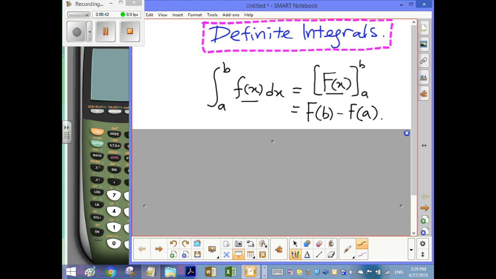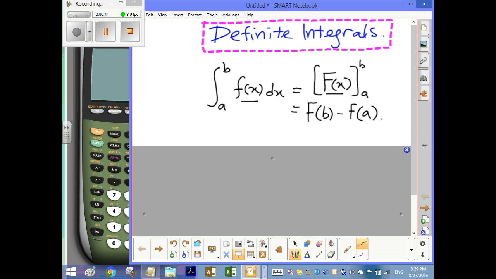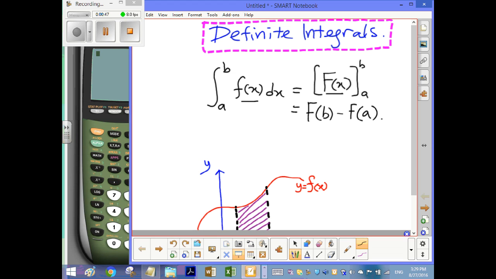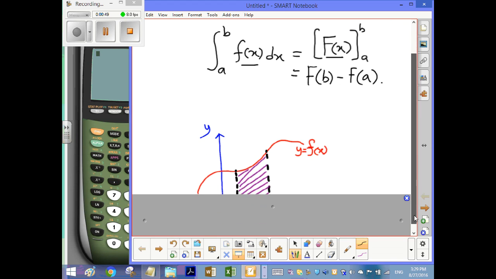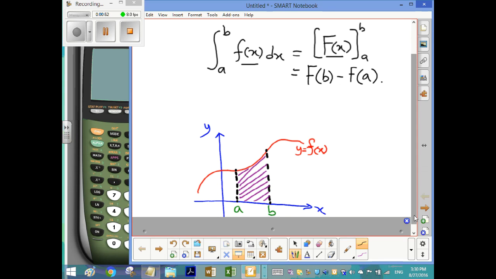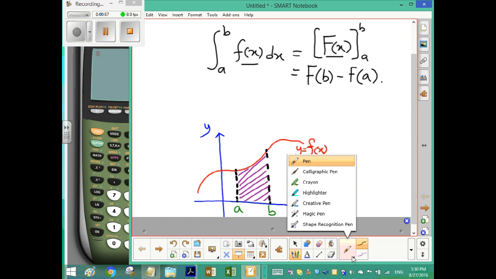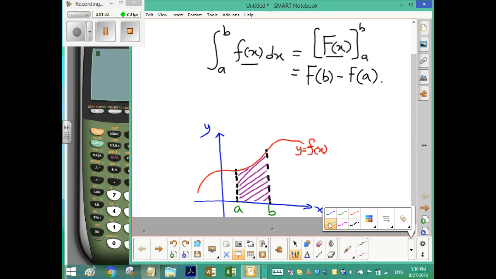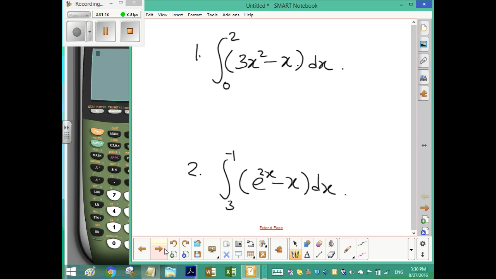This is the process. If you want to think of it graphically, you can think of this as the area underneath the curve above the x-axis, as shown here. Here's a, here's my b, and this is my function f, and this area here is this definite integral, that is the integral from a to b of f of x dx. Right, so let's look at an example.